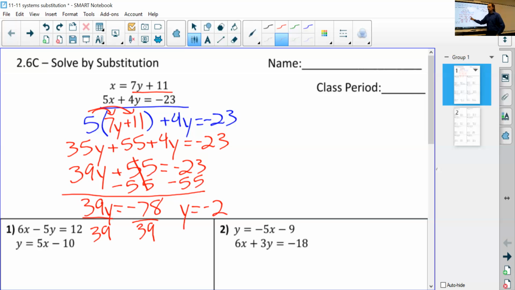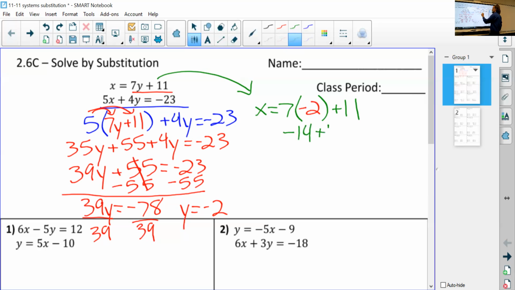Okay, so once I know what y equals, I can take that value and put it back into either equation, and then I can solve for x. So let's do green. Let's rewrite our top equation. x equals 7 times, we're not going to put y, we'll change the color here. So y we know is negative 2. We just work that out, so that's negative 14 plus 11, which is negative 3. So x equals negative 3, which gives a solution to our system of equations of negative 3 comma negative 2.